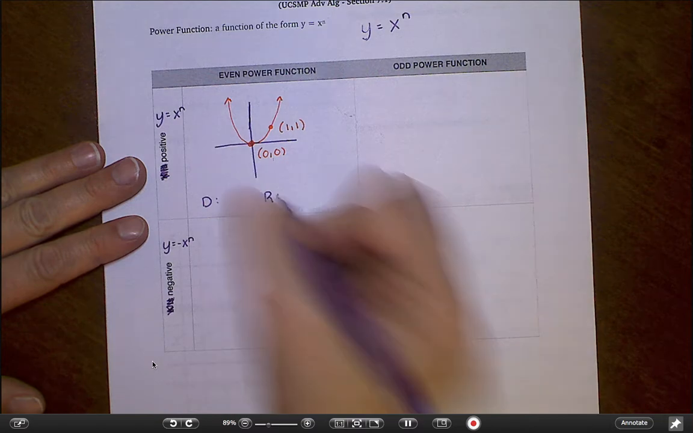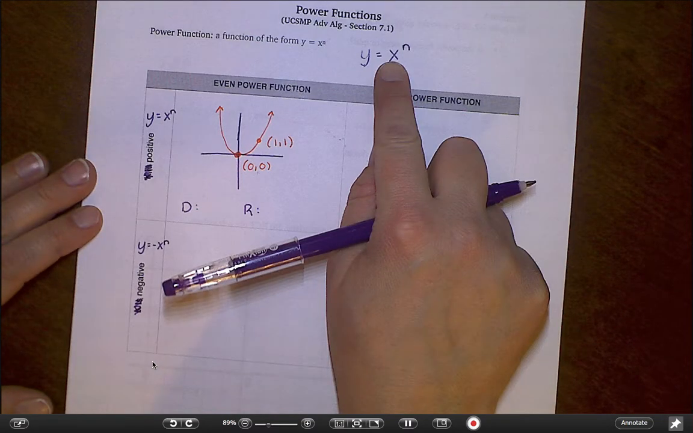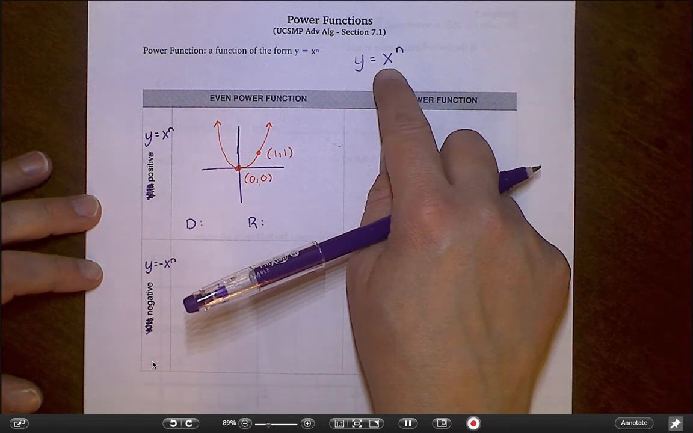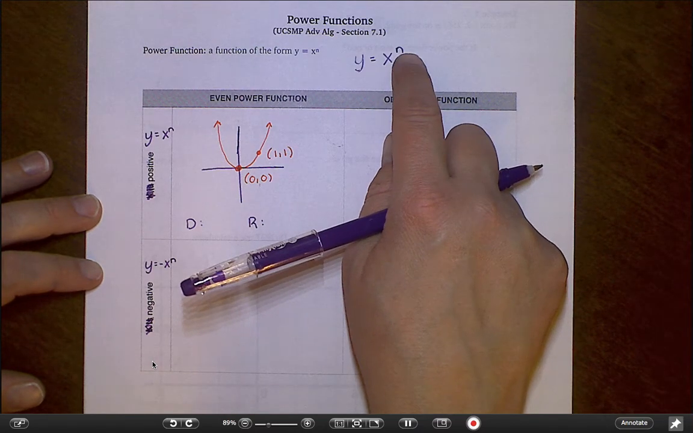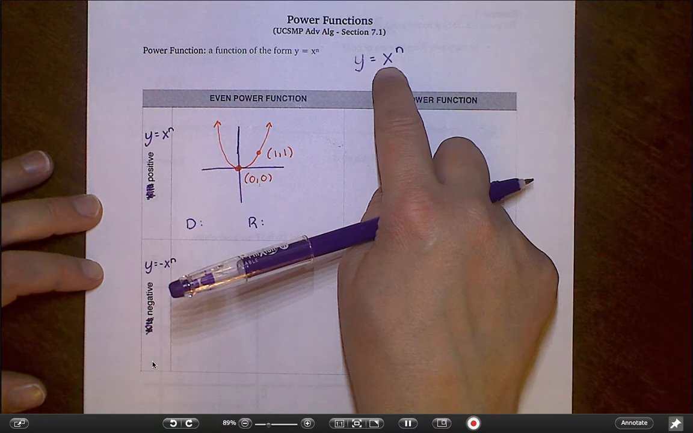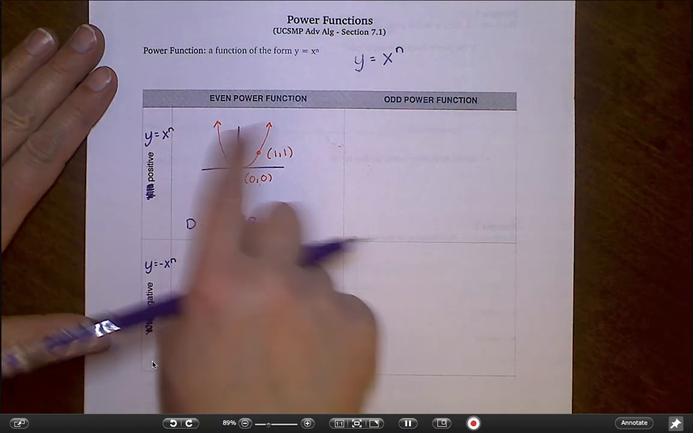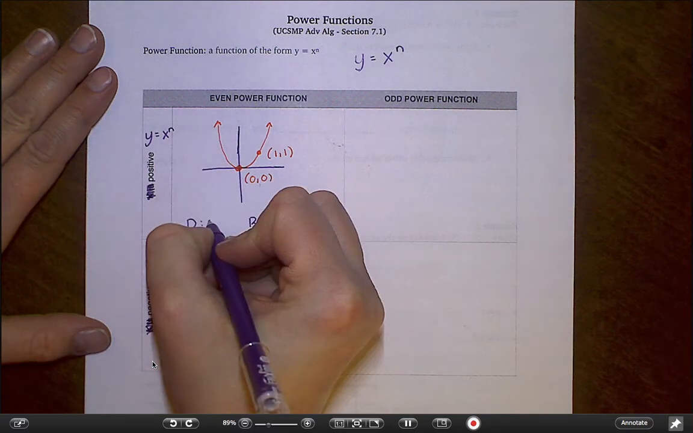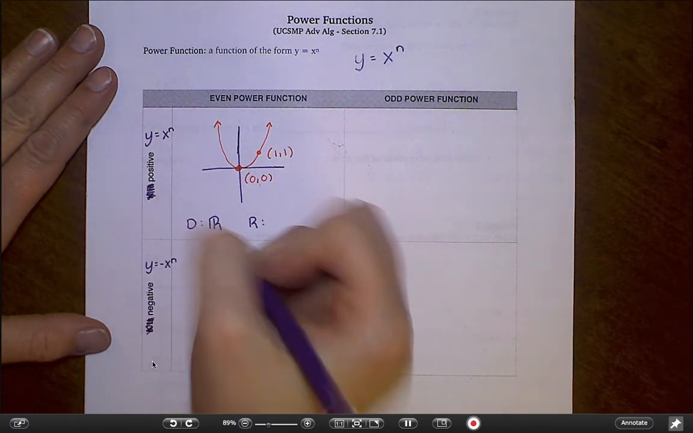I think you're also going to run into questions about domain and range. The domain for power functions, so if you look back up at the generic function up here, there's never any restrictions on what I'm allowed to put in here for x. No matter what the power is, I can put anything in there that I want for x. So my domain here is always going to be all real numbers. This thing goes forever left to right. So domain is all reals.